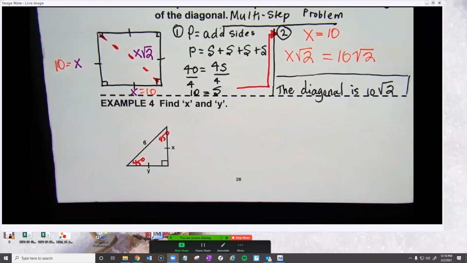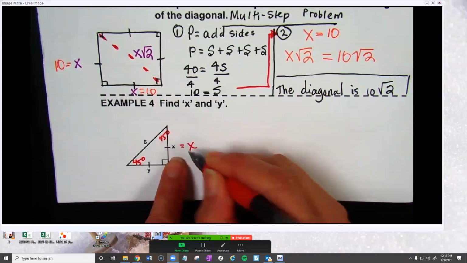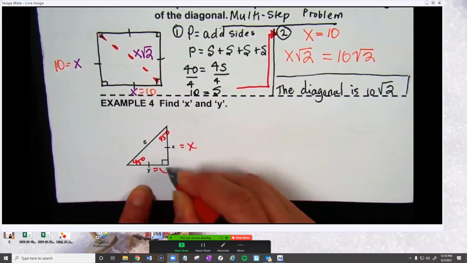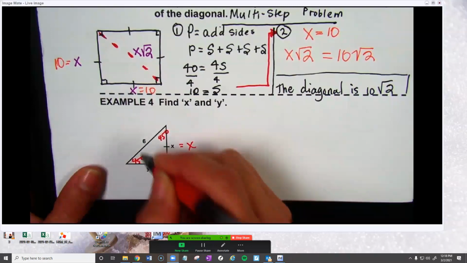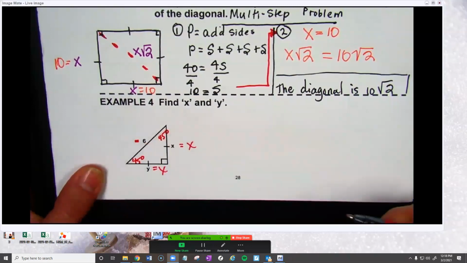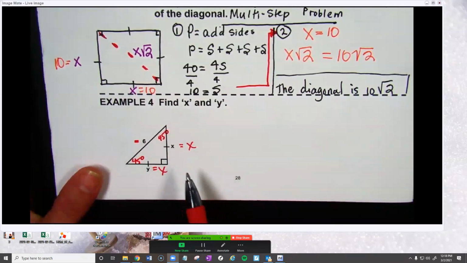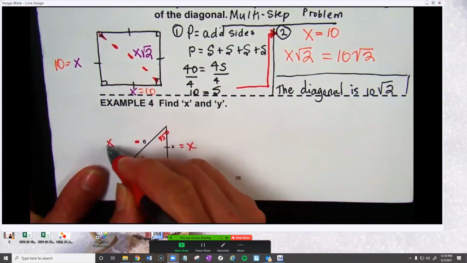And let's go ahead and do our setup. So X is X, but remember Y equals the X also. Remember, these are the same. And then we've got 6 over here. What does 6 equal? What's the other piece of our little format? X root 2.